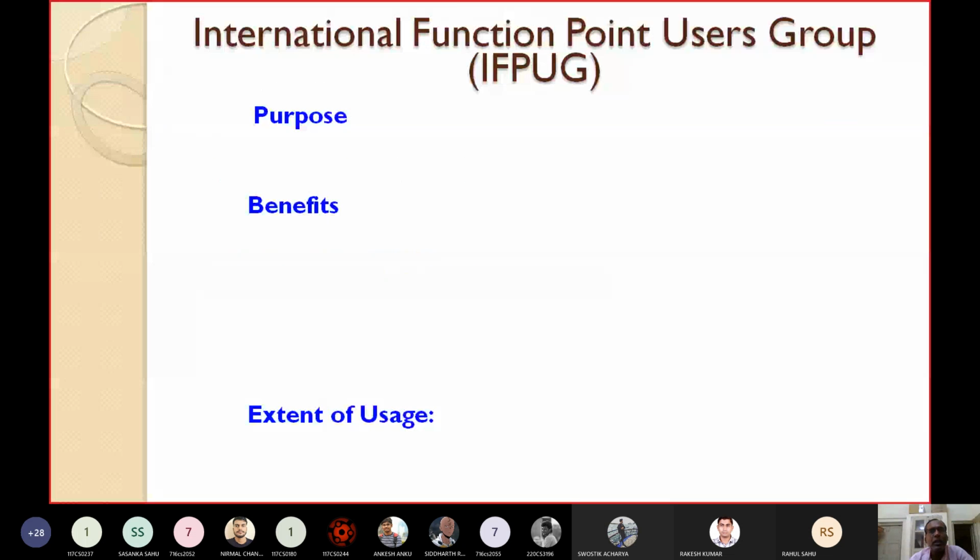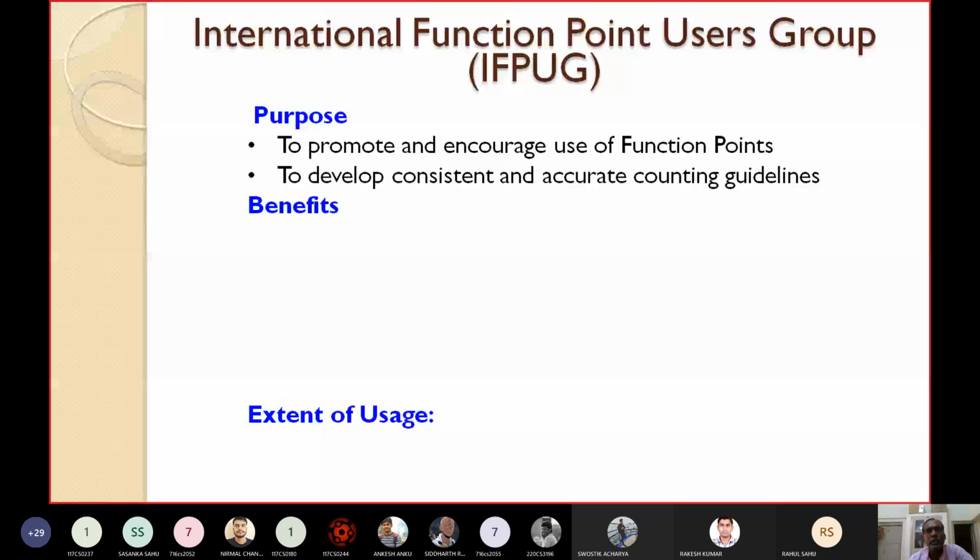IFPUG stands for International Function Point Users Group. There is a group named International, known as the International Function Point Users Group. They have proposed this metric FP, and it was mainly headed by Albrecht. What is the purpose of this group? The main purpose of this group is to promote and encourage the use of function points for estimating the size. Another purpose is to develop consistent and very accurate accounting guidelines that can be used by various software developers.